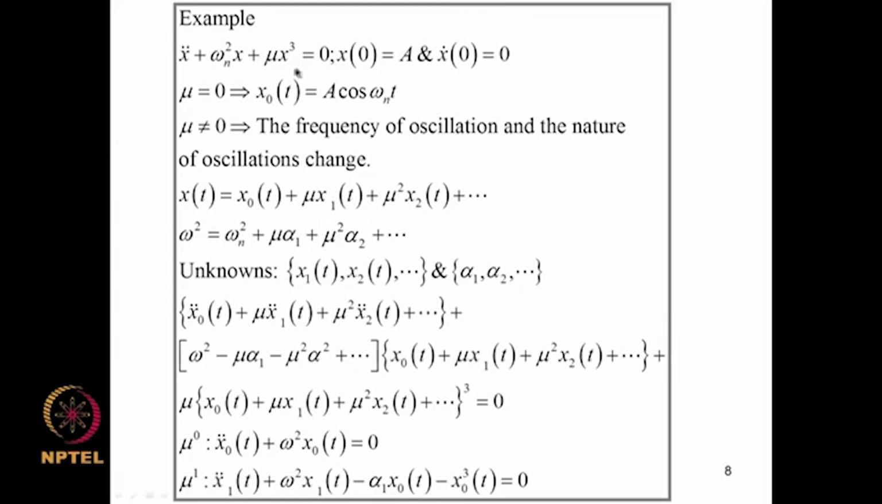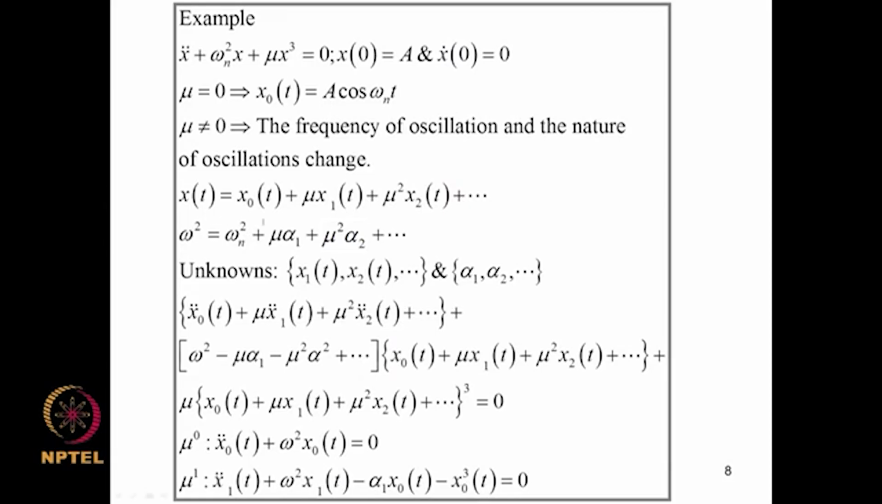Suppose we consider an undamped single degree freedom system with cubic nonlinear terms, and it starts with an initial condition x of 0 is A and initial velocity is 0. Mu is a parameter. If mu is 0, the system is linear. So, we can see that the solution is A cos omega n t, where omega n is this frequency. Now, if mu is not 0, one can expect that the frequency of oscillation and the nature of oscillations would change. It need not be at omega n, it will be influenced by mu.